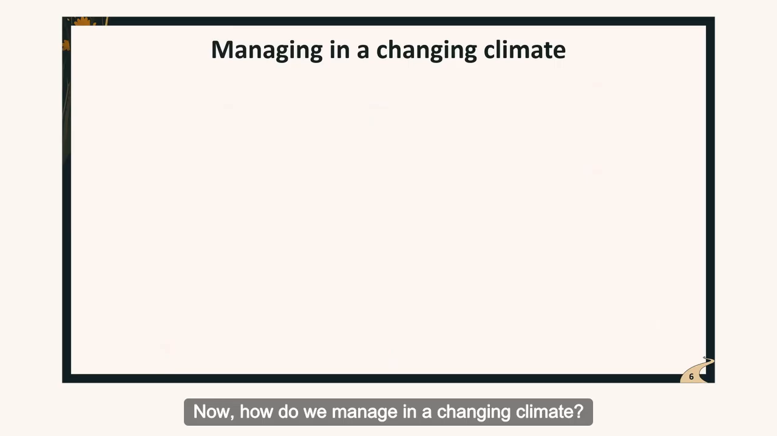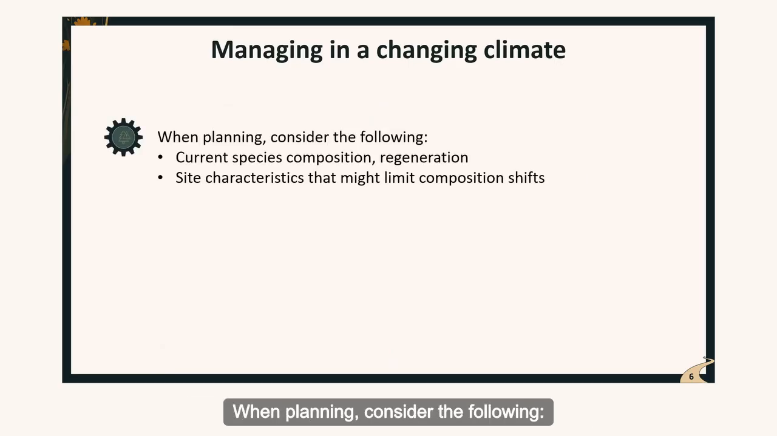Now, how do we manage in a changing climate? When planning, consider the following. The current species composition. Are there any species at risk? The regeneration layer. Don't forget, this is the future of the woodlot. You also need to consider the site characteristics that might limit composition shifts. You may want to introduce a species, but the soil may not be suitable. As you can see, these factors are important, but that's not all.